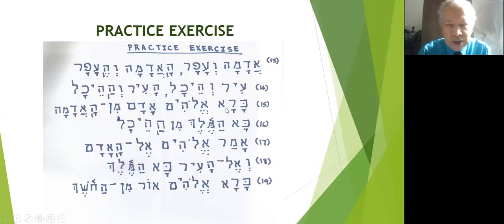Now here we have the longest sentence so far in this exercise. Number 15, bara Elohim atham min ha-athama. Remember that ordinarily a verb comes before a noun in the Hebrew language. And so this is literally translated, he created, namely God. Or to put it in the usual English language, God created. Because in English language, the noun comes before the verb. In Hebrew, the verb comes before the noun.